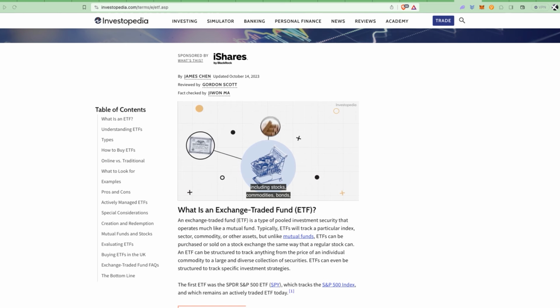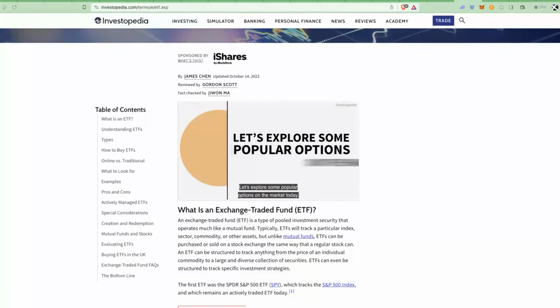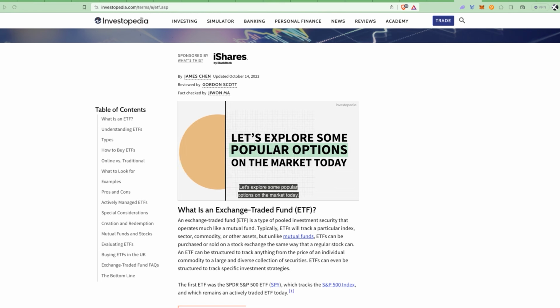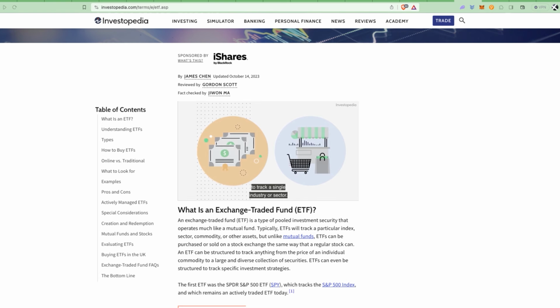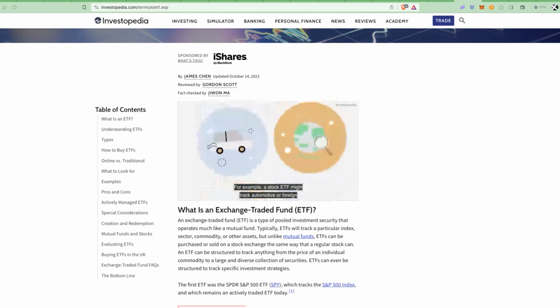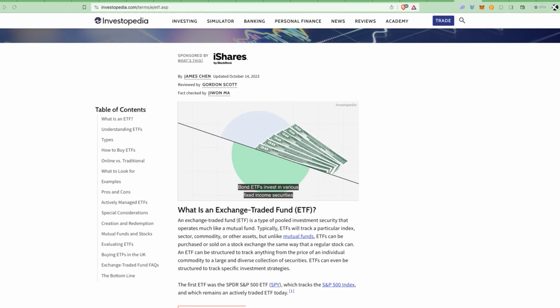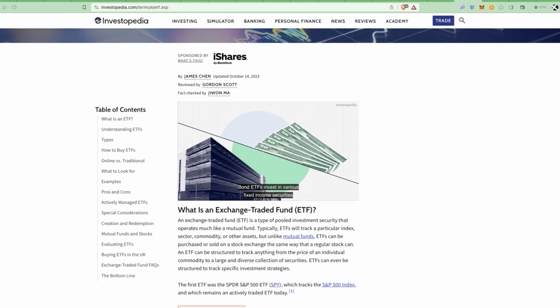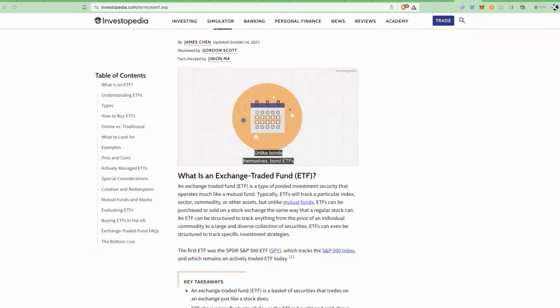Let's get started now. So first of all, let's start by understanding exactly what an ETF is, because this word is also loosely used around the investment community. ETF stands for an exchange traded fund. An exchange-traded fund, according to Investopedia, is a type of pooled investment security that operates much like a mutual fund. Typically, ETFs will track a particular index, sector, commodity, or other assets, but unlike a mutual fund, ETFs can be purchased or sold on a stock exchange the same way that a regular stock can.